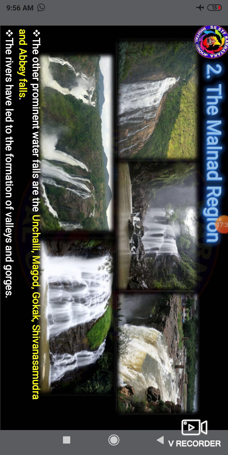Unchalli Falls, Magod Falls, Gokak Falls, Shivana Samudra Falls, and the Abhay Falls. These are all very important waterfalls to see in our Karnataka. The rivers have led to the formation of valleys and this good scenery.